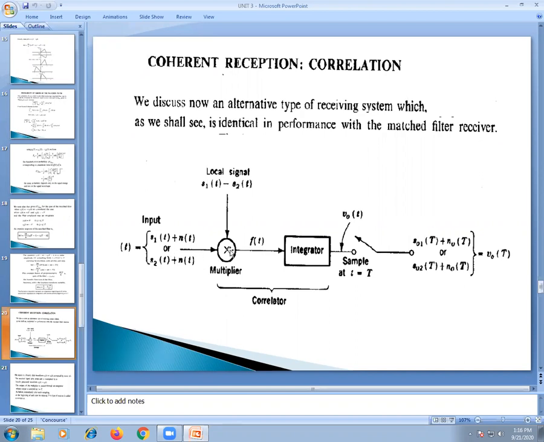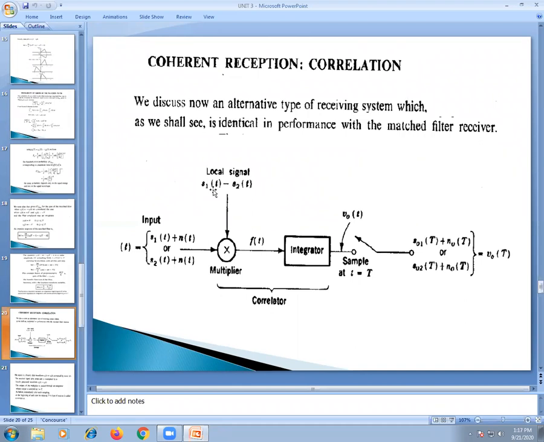It is given to a multiplier, and the multiplier's other input is the local signal, that is S1 of t minus S2 of t. This is the difference of the signals. That is the local signal, generated at the receiver side by a local oscillator, as the difference of the signals, S1 of t minus S2 of t. And the input signal is S1 of t plus n of t or S2 of t plus n of t.